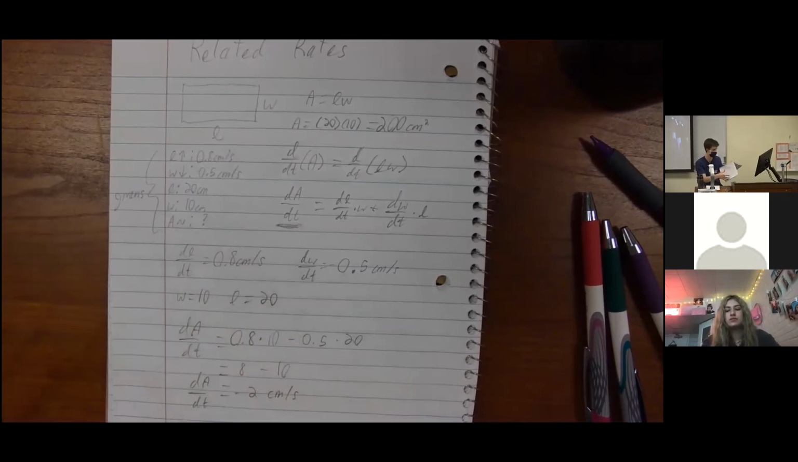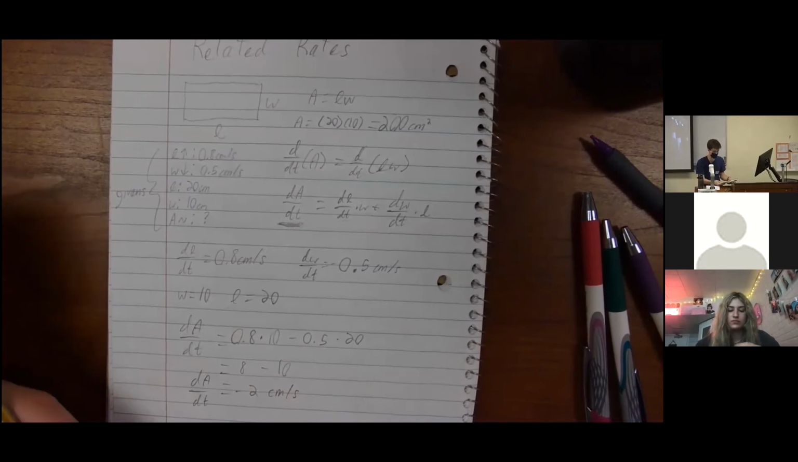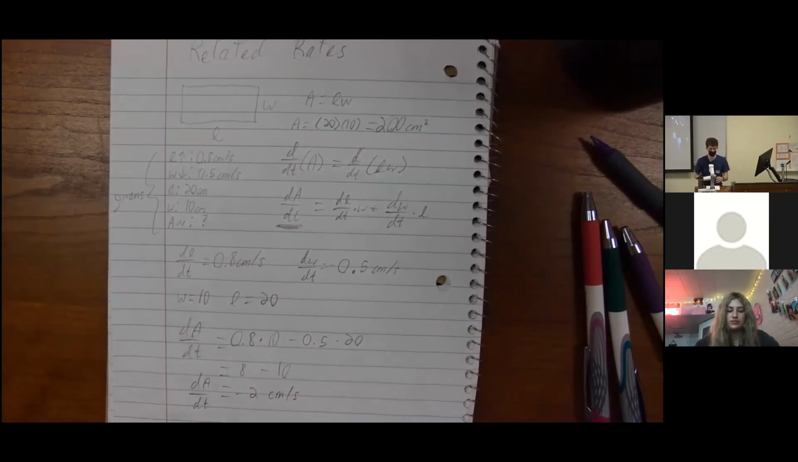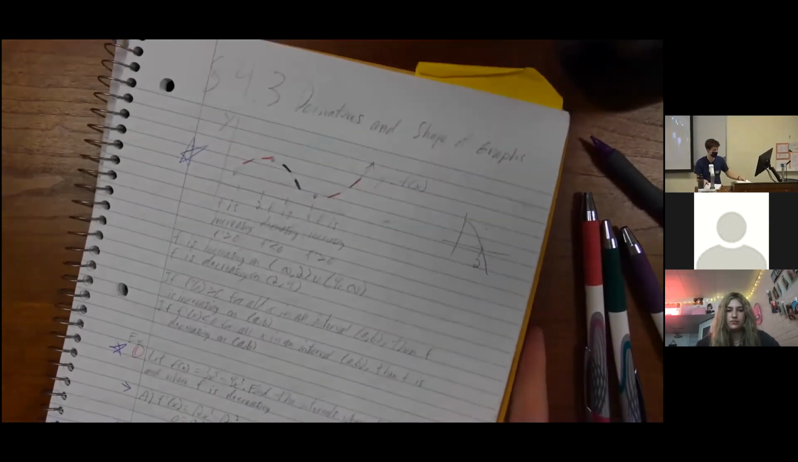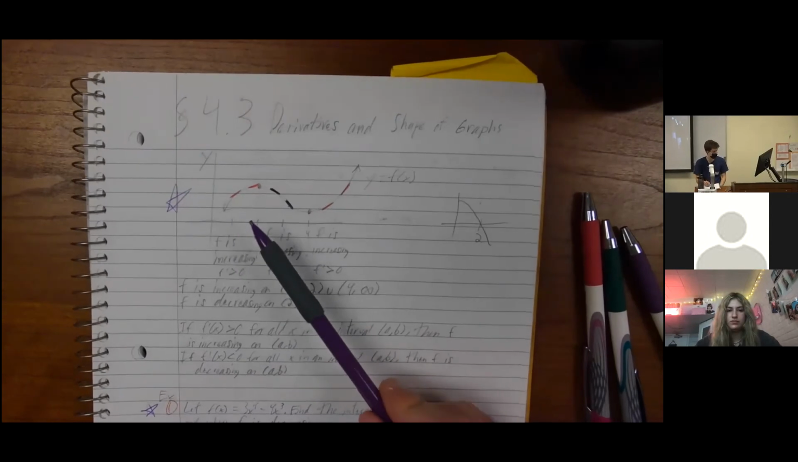Can I take you through some of the notes, just to hone in on this idea of concavity and increasing and decreasing? Along with the number line thing, because I know that's very important. So these are my notes from when I took it in class.